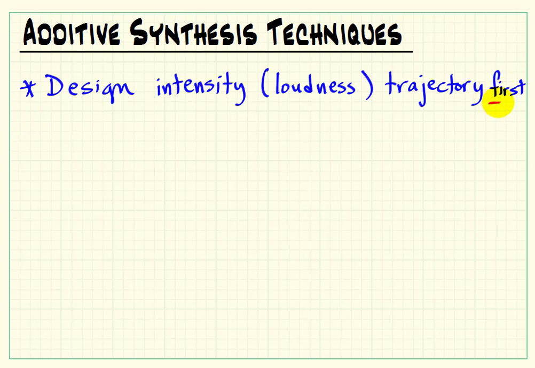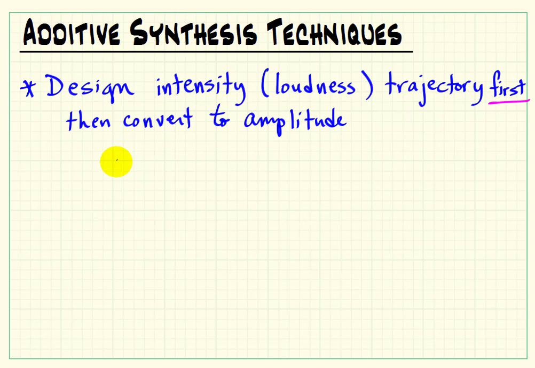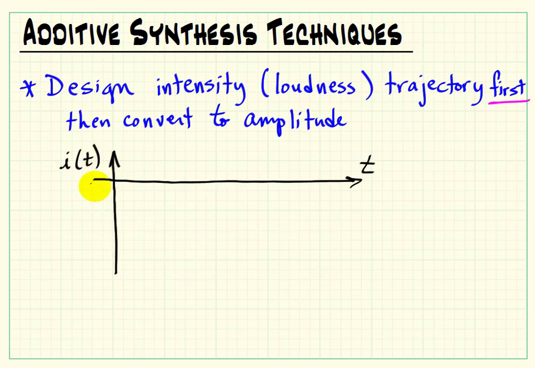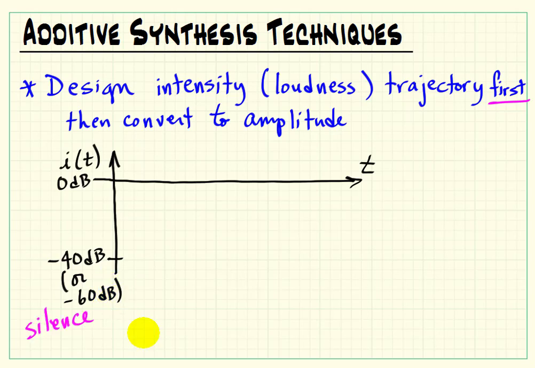Now, let me talk about the design of the amplitude trajectory, and it works best if you begin by designing the intensity or loudness trajectory, and then you convert that to amplitude. So we're going to focus on how you want the ear to perceive the sound. 0 dB corresponds to the maximum volume, or the maximum amplitude ultimately, and minus 40 dB or possibly minus 60 dB is soft enough to be taken as silence. So 0 dB ends up being our loudest possible signal.